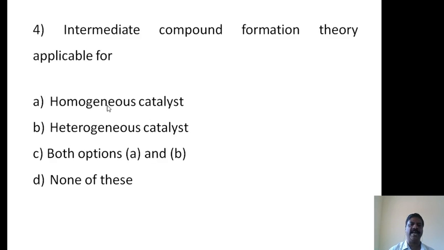The A option is the right option, that is homogeneous catalyst. The intermediate compound formation theory is applicable for only homogeneous catalyst.